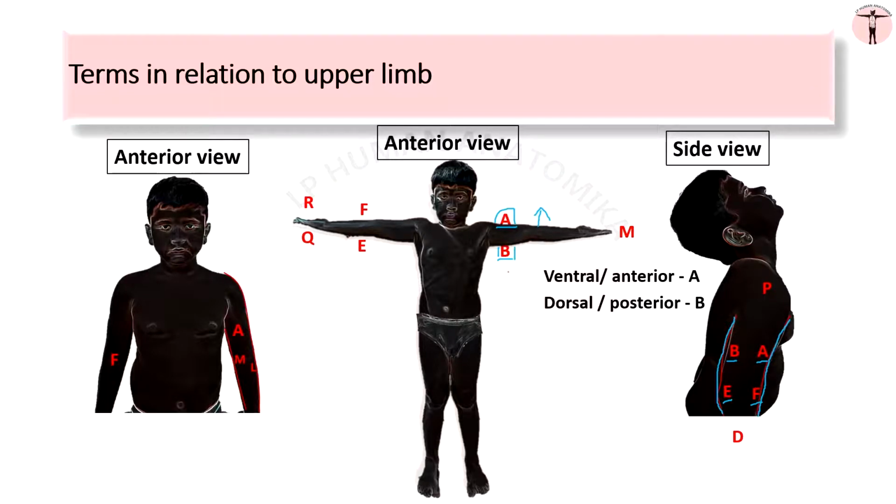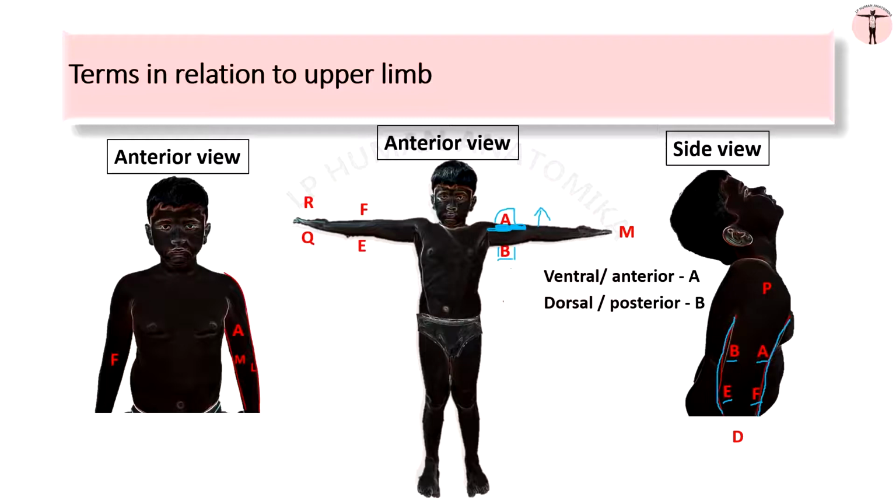So the structures present towards this region anteriorly are considered so in the anatomical position. You have to imagine the anatomical position and then tell what is the relationship between two structures. I hope this is clear.